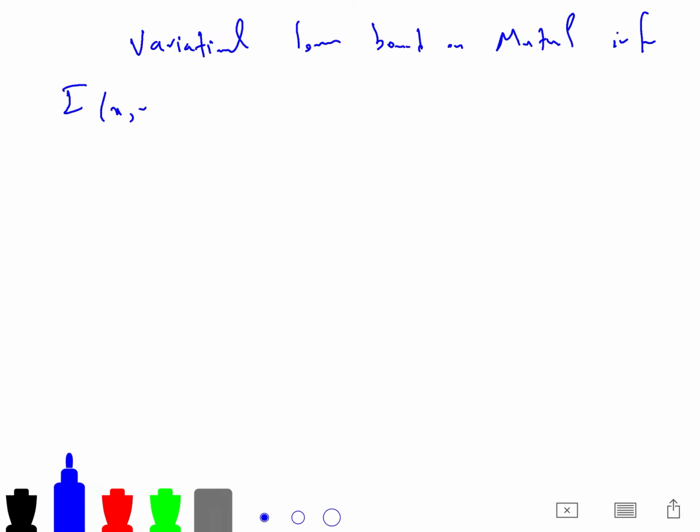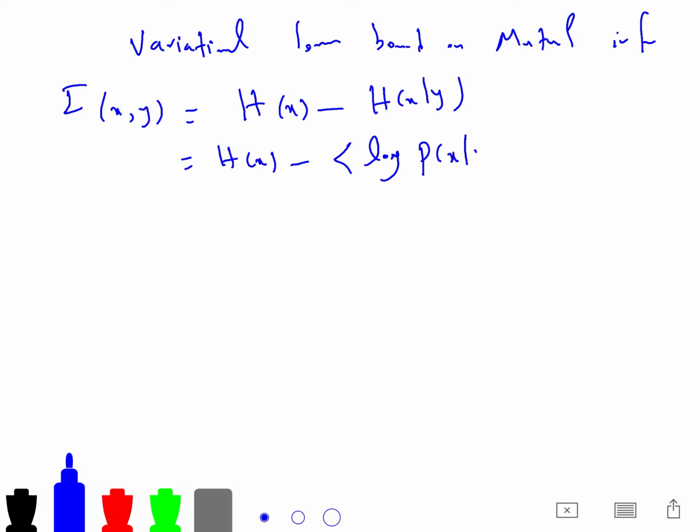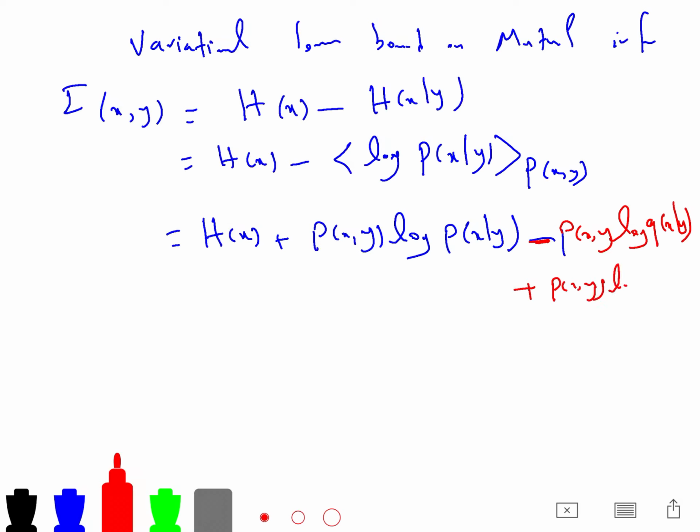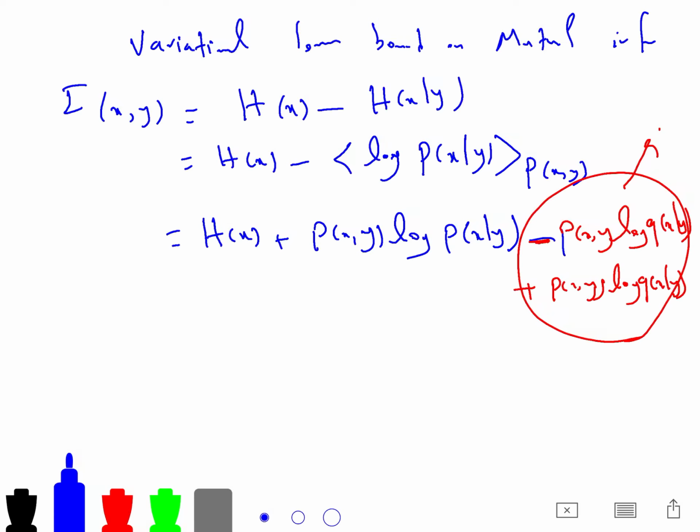So the equivalent formulation of the mutual information between x and y is h of x minus h of x conditioned on y. And from here, I write h of x conditioned on y as the expectation of log of p of x conditioned on y under p of x and y. And this is h of x plus p of x and y log of p of x conditioned on y, and then minus something and plus that. So minus p of x and y log of q of x conditioned on y, plus p of x and y, the same thing, log of q of x conditioned on y. You know, this is just 0. I just added and subtracted that. And this is the trick that we always use. So it becomes h of x plus.